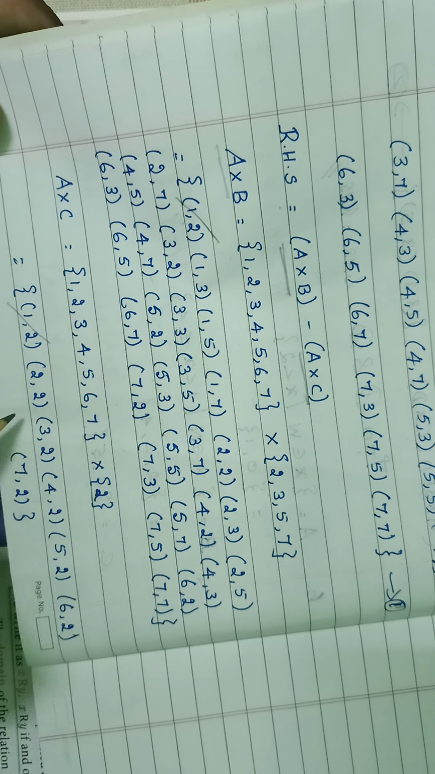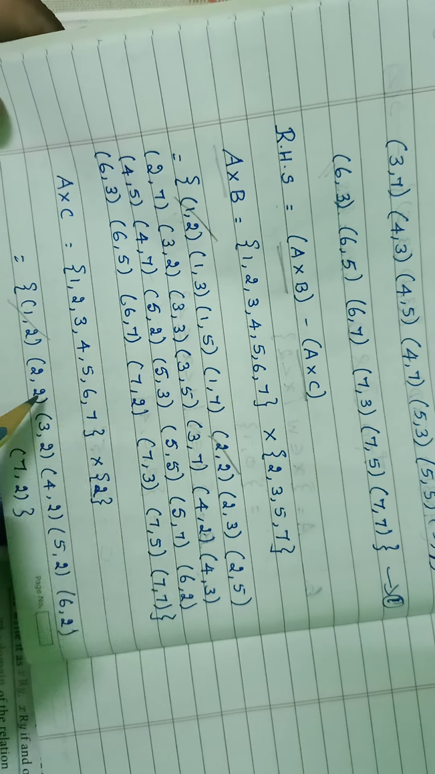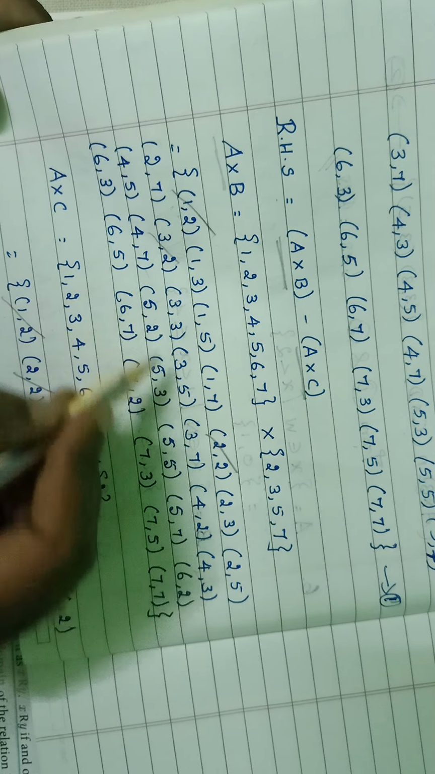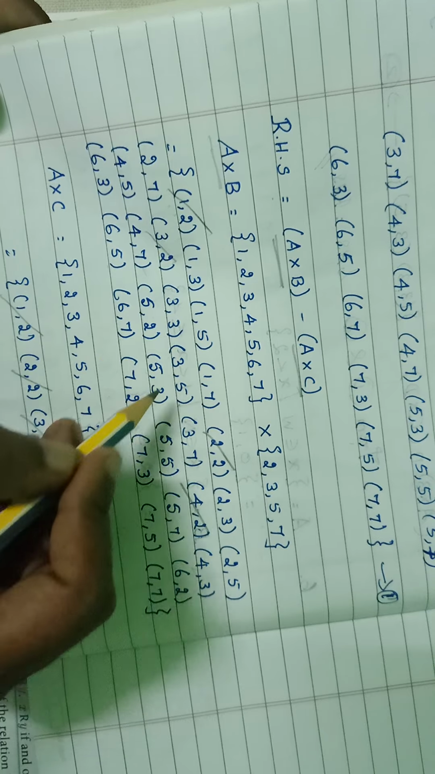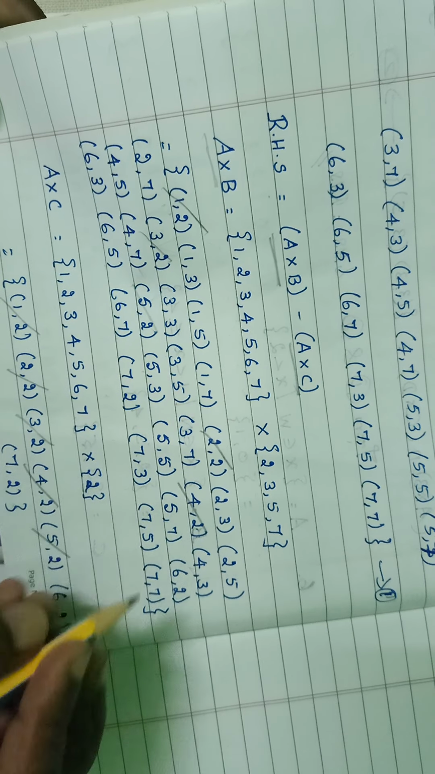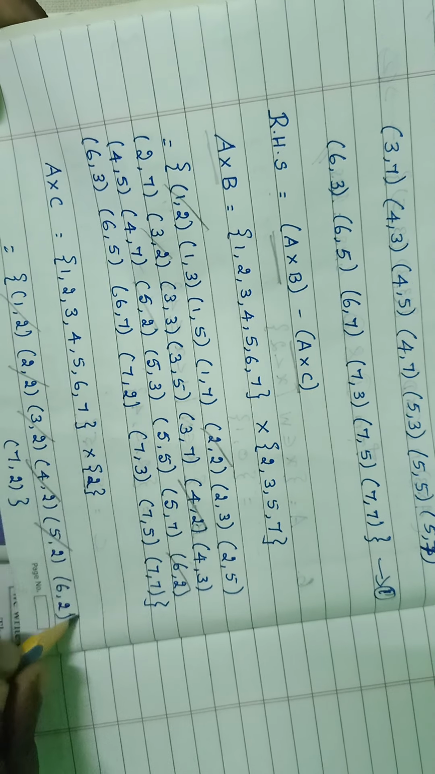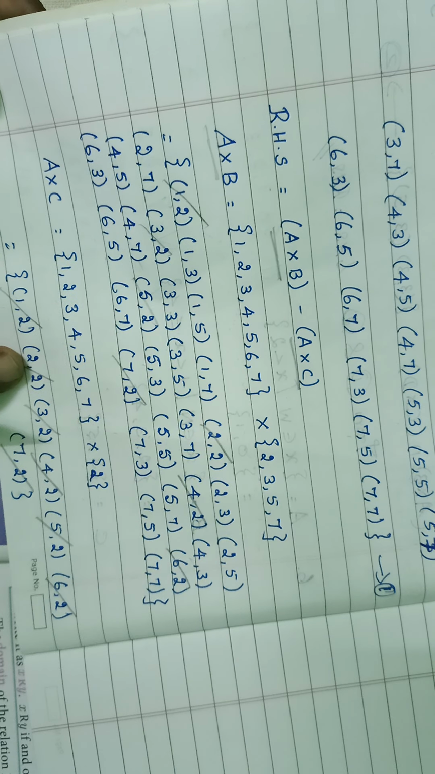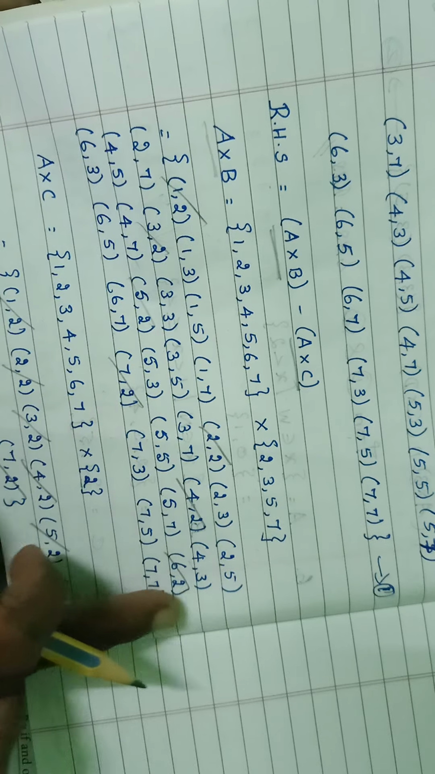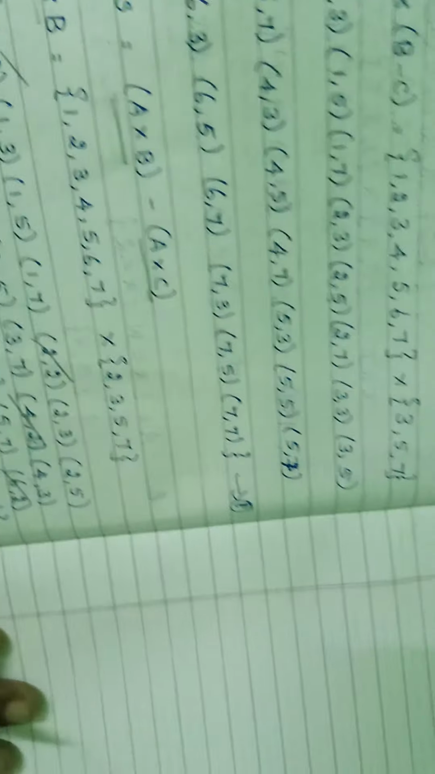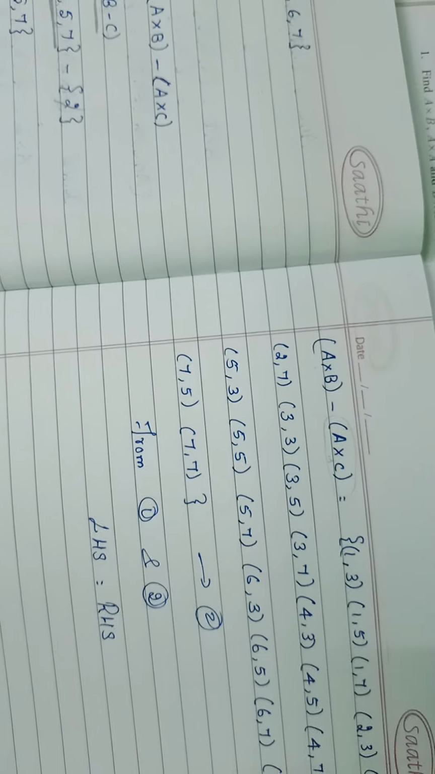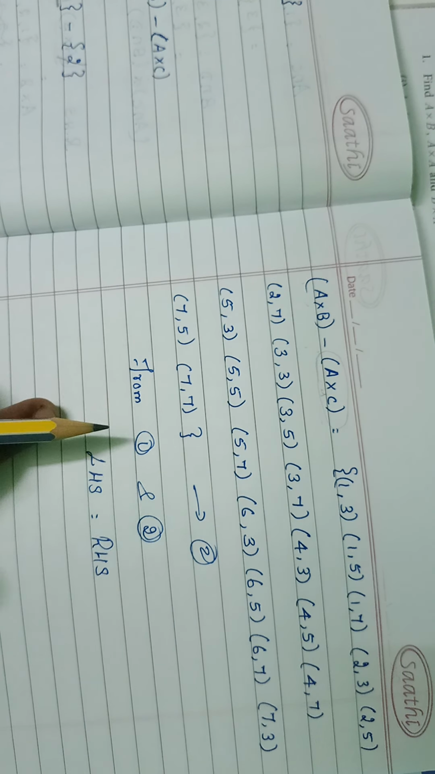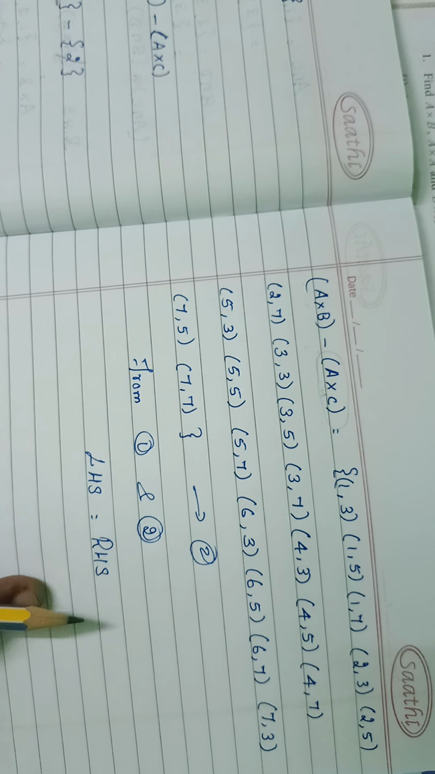1,3 is here, but it is not there, so check further. 2,2 and 2,2; 3,2 and 3,2; 4,2 and 4,2; 5,2 and 5,2; 6,2 and 6,2; 7,2 and 7,2. These all have been cancelled. What is remaining in the first one should be the answer, and we have written the answer here. So, comparing 1 and 2, you can see that LHS will be equal to RHS.